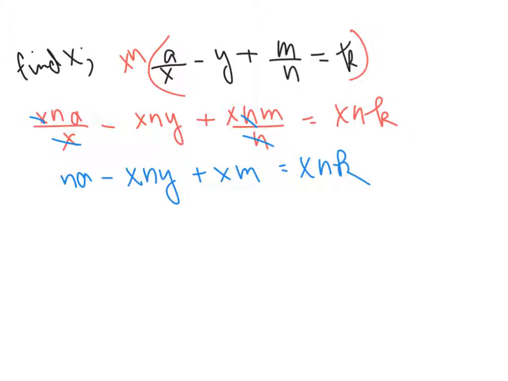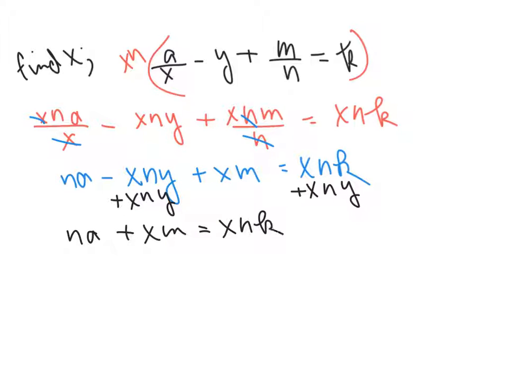So notice what we have here. I've got an x there, an x there, and an x there. I don't have one there. So I've got to get all three of these together and this away. Okay, so let's take these two and take them over here. So let's just do them one at a time. So I'm going to add xny because that's minus. And that gives me na plus xm equals xnk plus xny.